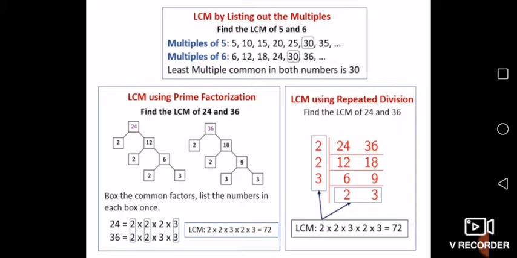First you will find the multiples of the given numbers. Now here the question is: find the LCM of 5 and 6. What you will do is find the multiples of 5, which means you are going to start writing the multiples of 5. That is what?